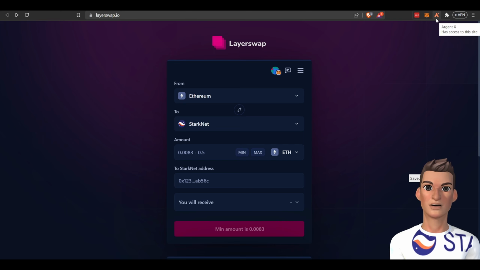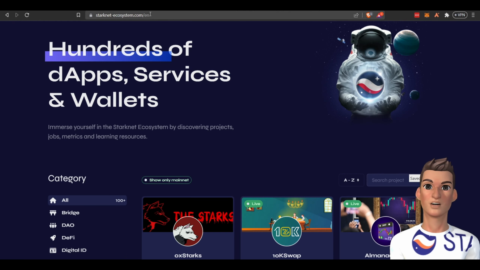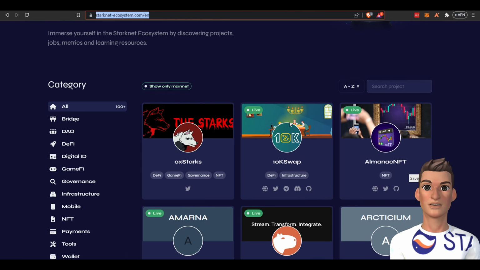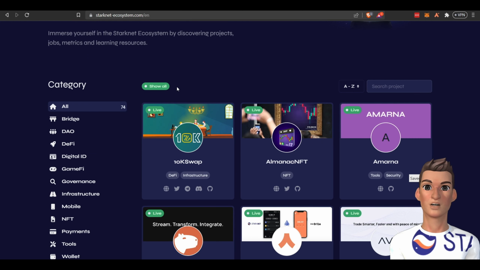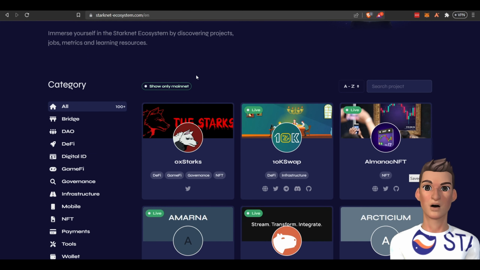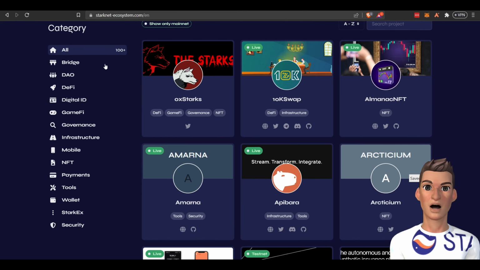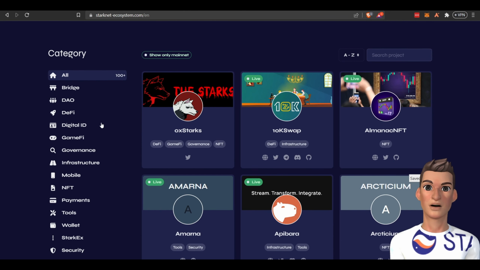So once that's completed and you have some assets bridged over, you can come over to this website, and they have it all laid out nicely for us. You can filter by all or just ones on mainnet. So these are the different projects. You can go here: DeFi, NFT, wallets, all sorts of different stuff.